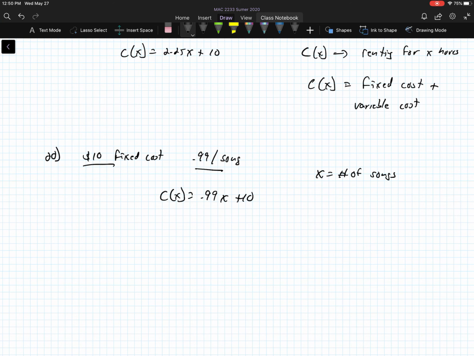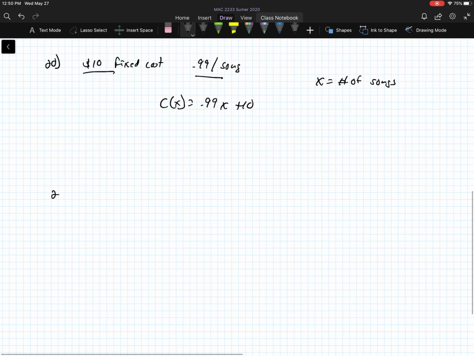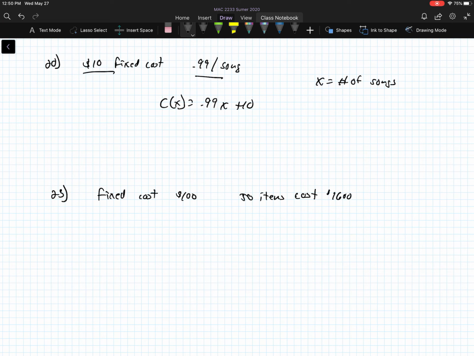Next one we could do is number 23. Number 23 is a little bit different than the other ones. It says, assume that each situation can be expressed as a linear cost function. So here it says that the fixed cost is $100. And then 50 items are going to cost $1,600 to produce.